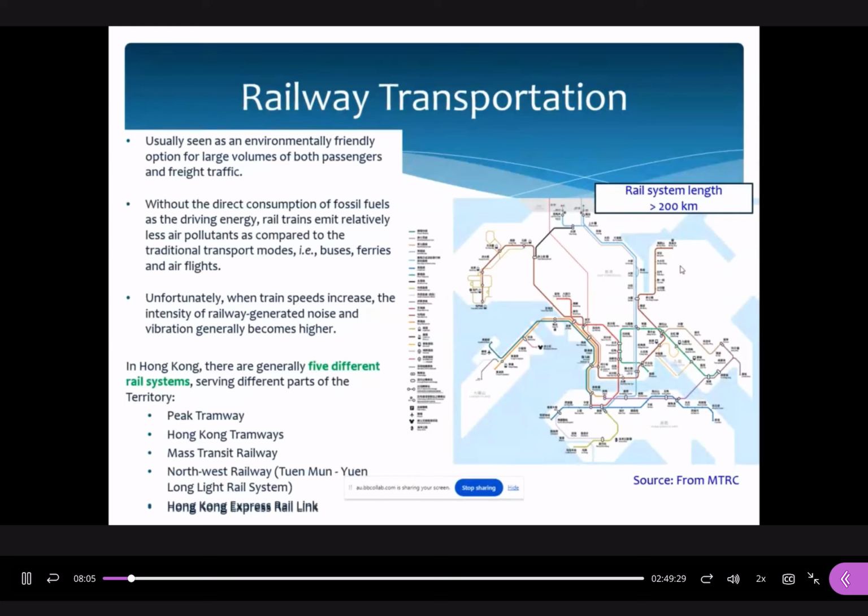But the problem is that when we increase the train speeds, it could deteriorate the noise effects. In Hong Kong, we have 5 different rail systems. We can classify them into tramways, the MTR, which is the subway, the light rail vehicles, and we still have the expressway.